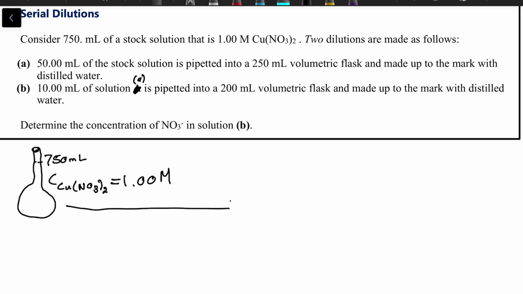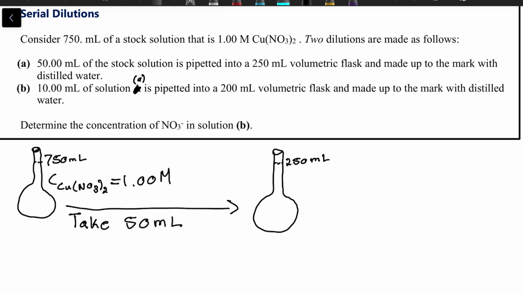In our next step, we're told we only take 50 milliliter of this solution and we put it in a new volumetric flask. This new volumetric flask has a total volume of 250 milliliter, and if you want to think of it visually, we add the 50 milliliter, and then we add enough water, all the way until we get to that point.